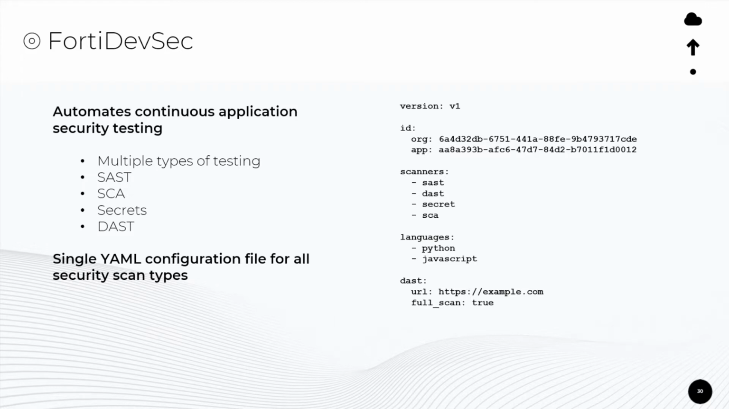for secrets as well. Now, when it comes to FortiDevSec, there is a single YAML configuration file for all the security scan types, and there are different scanners available which you can deploy. For every stage and for different environments, there are different scanners available depending on the programming language and the platform the application has been built on, and you can deploy those scanners for your environment, and it can perform these different types of testing for your environment.